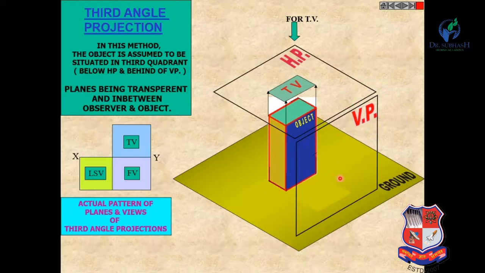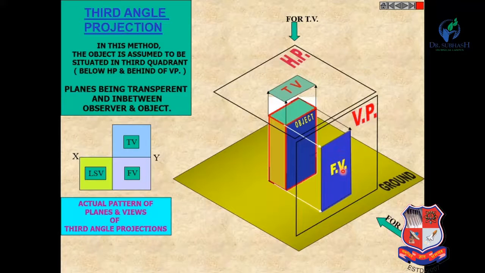Here this plane is VP, and the observer is here. So for the front view, you can see the plane is in between the object and the observer, and this plane is transparent, and the projection of this object is on VP, so this view is the front view, right? So you can see here the object is below HP and behind VP, in the third quadrant.